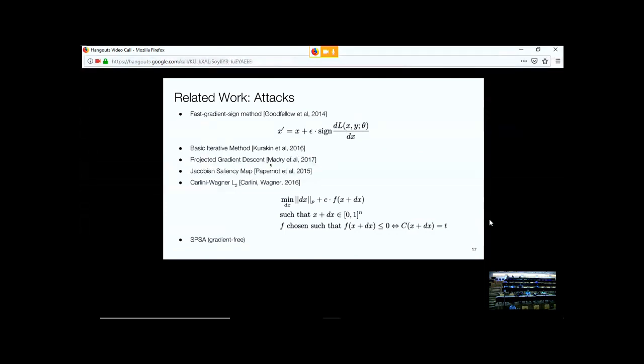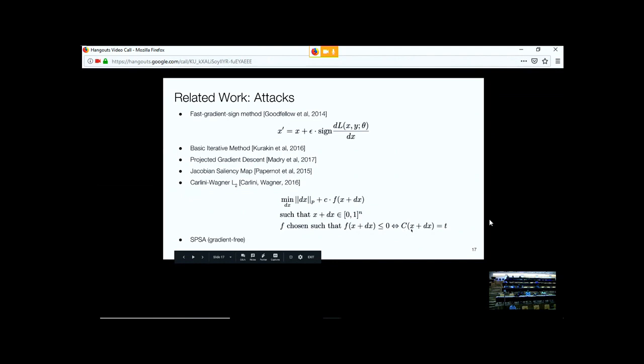projected versions of this by Madry, saliency map approaches, and the strongest attack that exists today is the so-called Carlini-Wagner L2 attack that was published in 2016, in which basically people solve this constrained optimization problem where we try to minimize the p-norm of this perturbation dx, and then we have a function f. This f is not my neural network f, it's some other f. I apologize for that. But you basically choose f to be a proxy for misclassification.